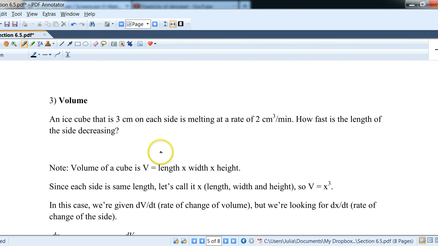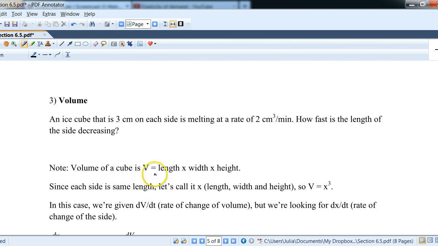There's a very similar volume example, which we'll see volume of a cube quite a bit also. That may be on your exams too. So you have an ice cube that is 3 centimeters on each side. So this is like a square cube essentially. And it's melting at a rate of 2 centimeters cubed per minute. How fast is the length of the side decreasing?